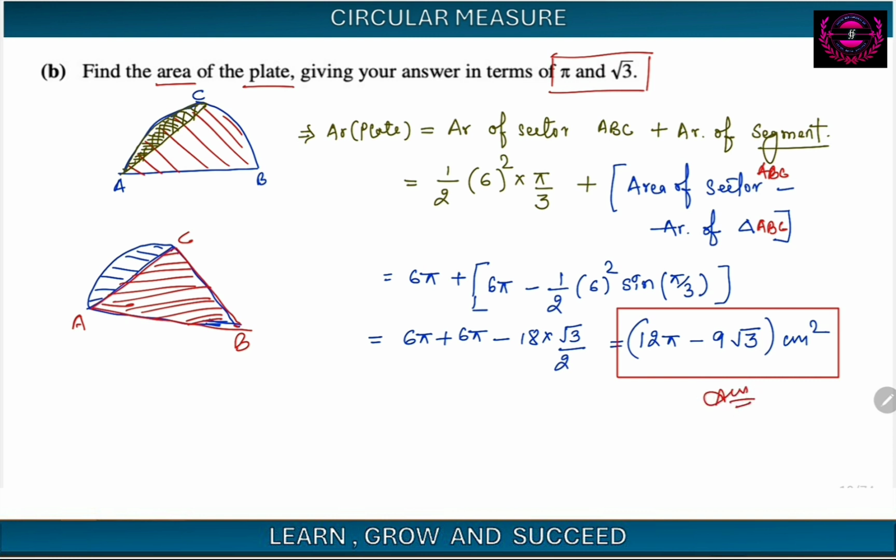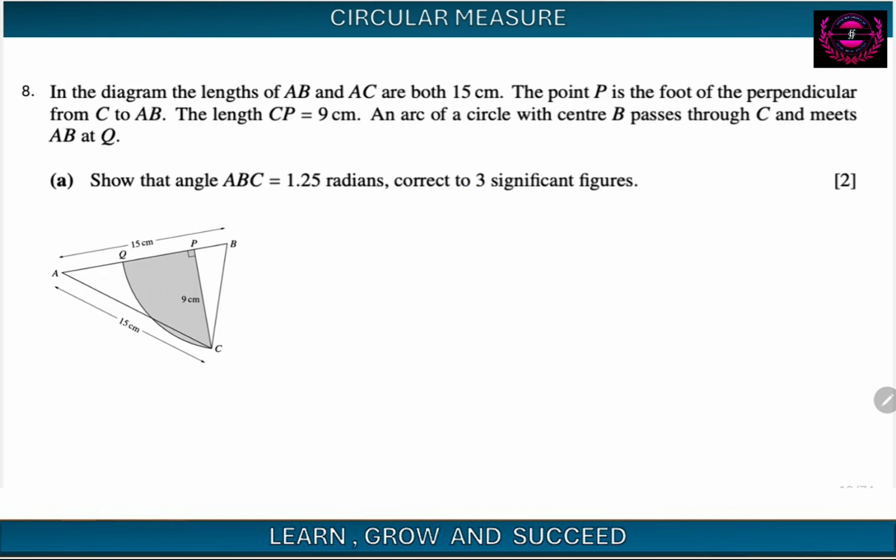Let's move to the next question. Read question number 8. In the diagram, lengths of AB and AC are given 15 centimeter. Point P is foot of the perpendicular from C to AB. Length CP is 9 centimeter. An arc of a circle with center B passes through C and meets AB at Q. Show that the angle ABC is 1.25 radians. Angle ABC, which means you have to find this angle.